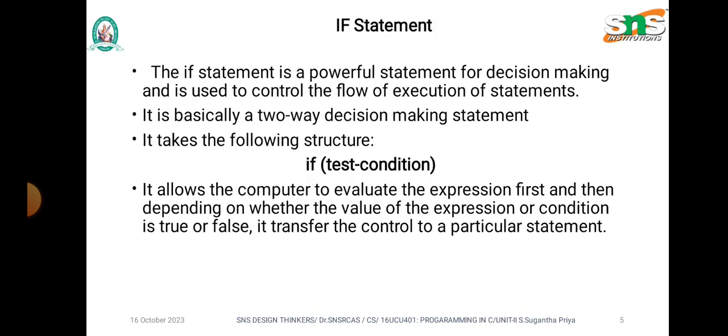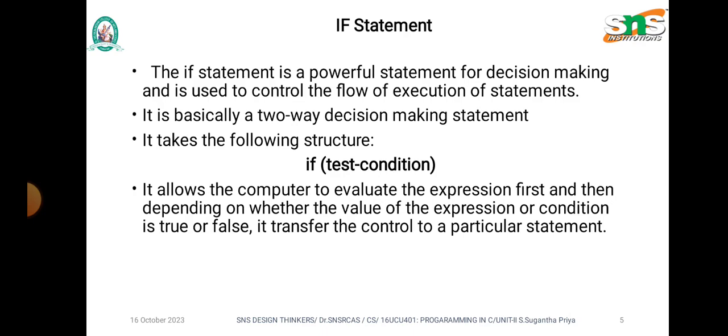The if statement is one of the powerful statements used for decision making, and it is used to control the flow of the execution of the statements. Basically, the if statement is also called the simple if statement. It is a two-way decision making statement, and it takes the following structure.